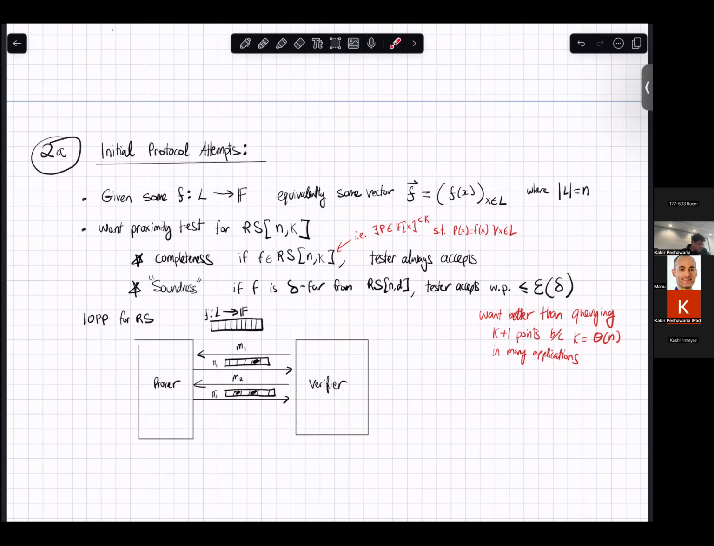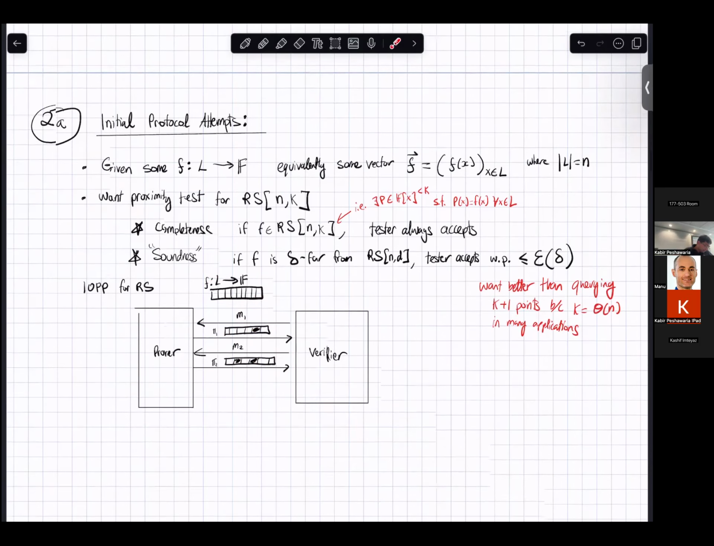Okay. So what does an IOP of proximity for Reed-Solomon actually look like? What is it structurally going to look like? There's some instance, which is this function that we want to test if it's low degree, and the verifier is going to send a message. The prover will send a proof string back, which the verifier can query at some places. Then message, proof string back, the verifier will query at some places, etc.